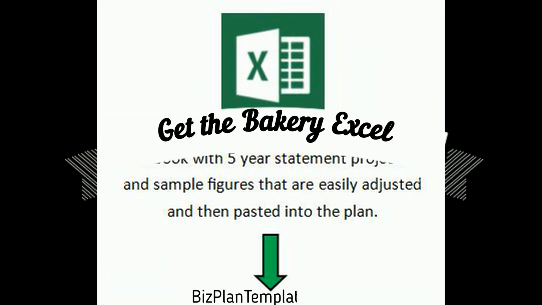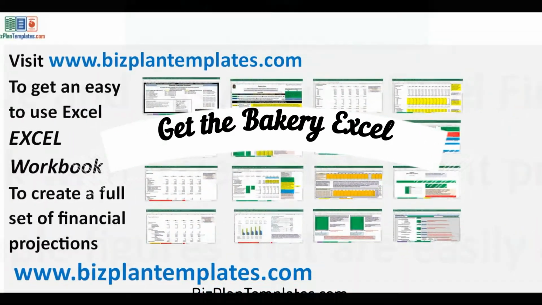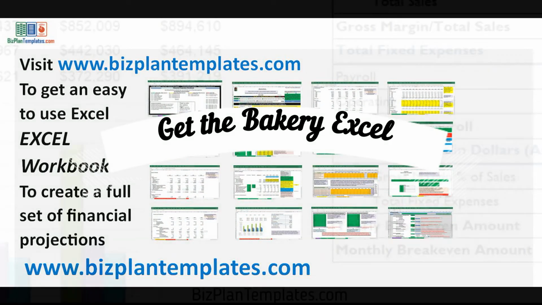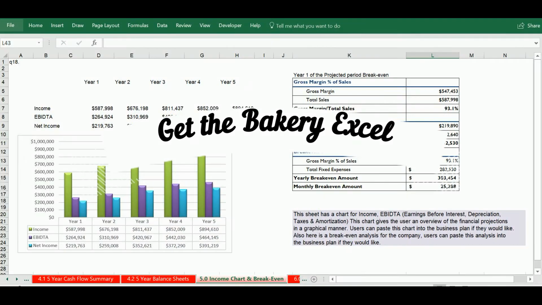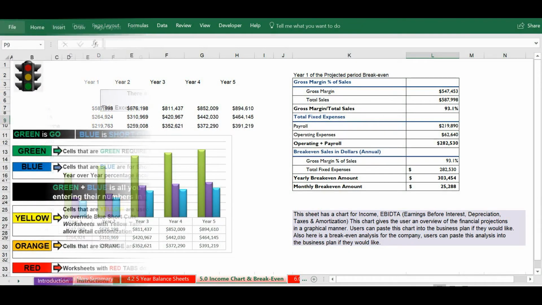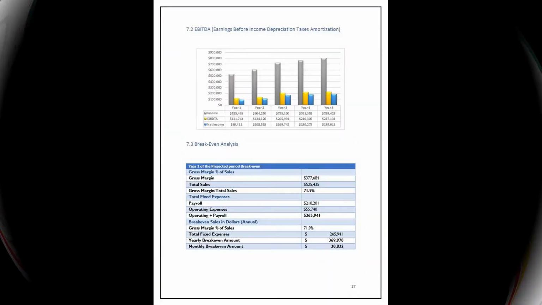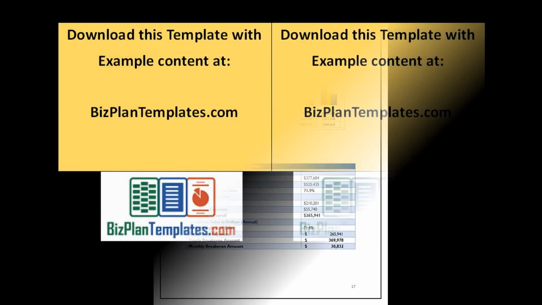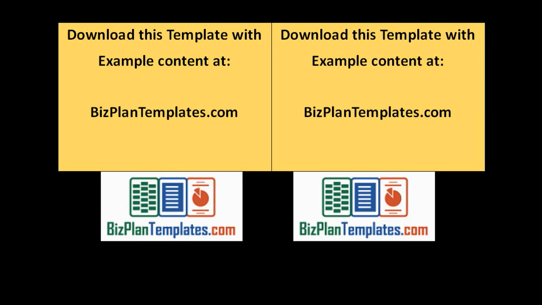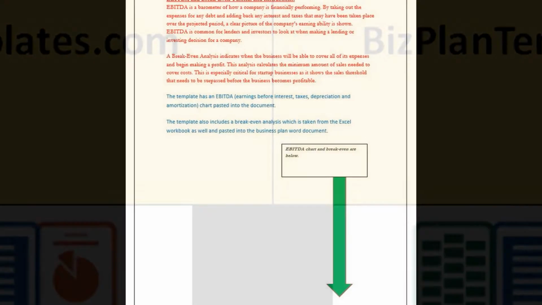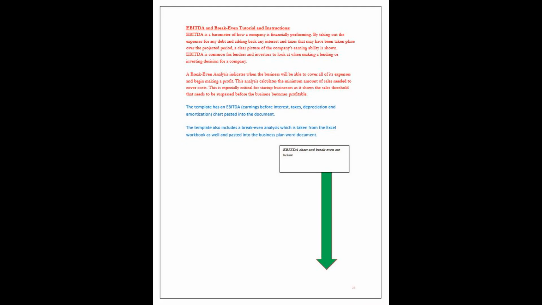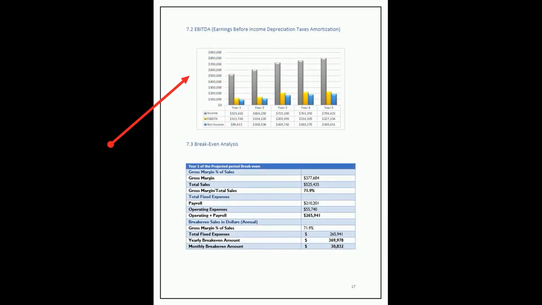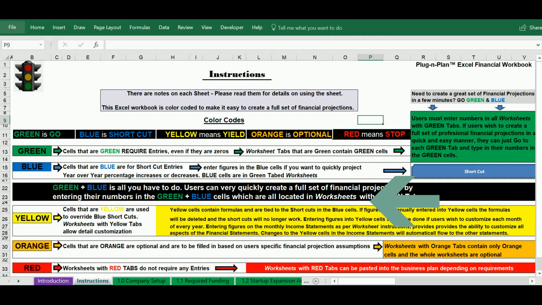A break-even analysis indicates when the business will be able to cover all of its expenses and begin making a profit. This analysis calculates the minimum amount of sales needed to cover costs. This is especially critical for startup businesses as it shows the sales threshold that needs to be surpassed before the business becomes profitable. The template has an EBITDA, earnings before interest, taxes, depreciation, and amortization chart pasted into the document.